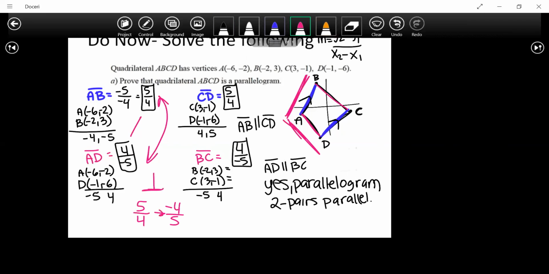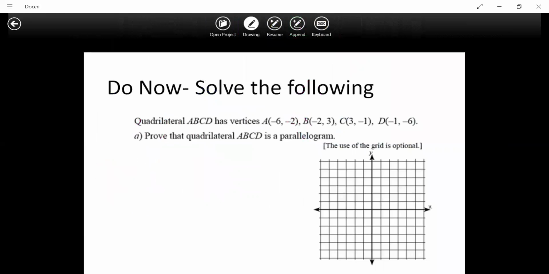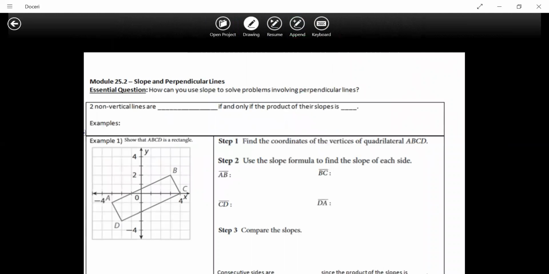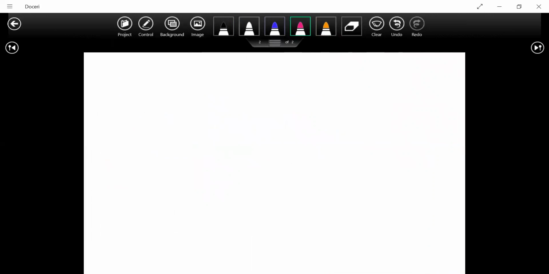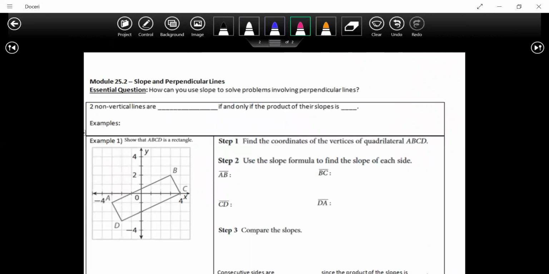Okay, so here we go. Now, let's jump into this idea. You guys have the handout. Pull out the handout. Okay, we're going to pull this out really quick.